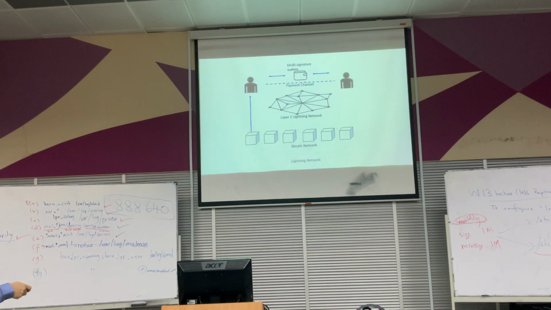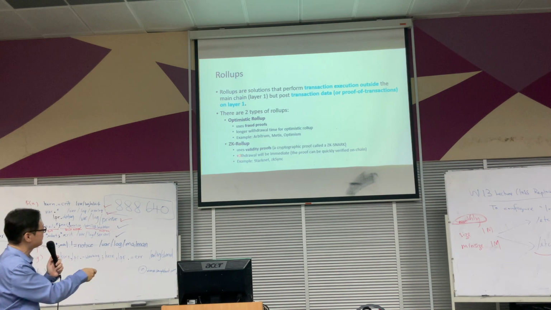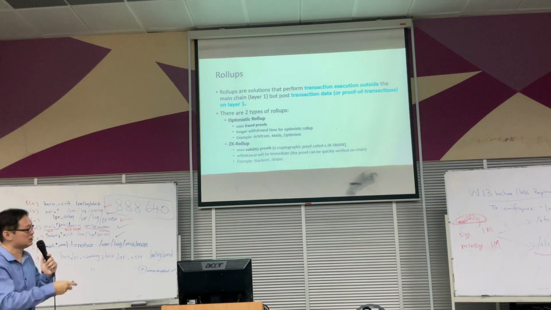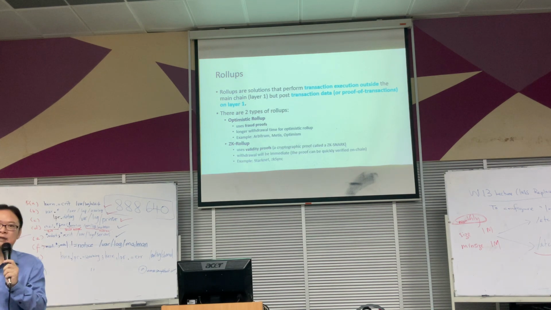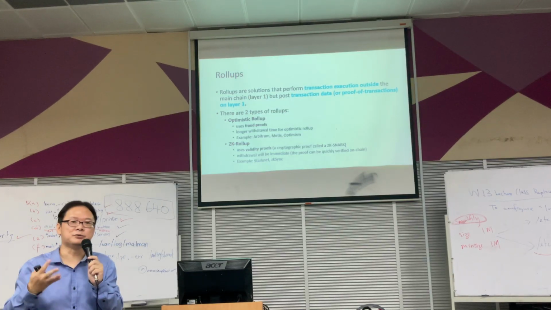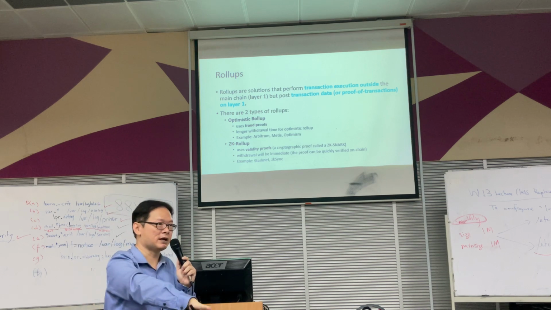This is for the Lightning Network. For rollups, there are two types, optimistic and zero-knowledge rollups. The difference is how you do the summary validation, right? You remember, whenever you use a layer 2 solution, you need to commit a summary back to the main network, right?